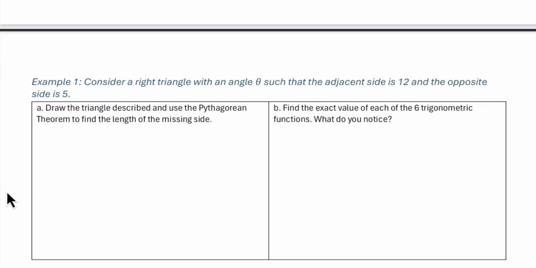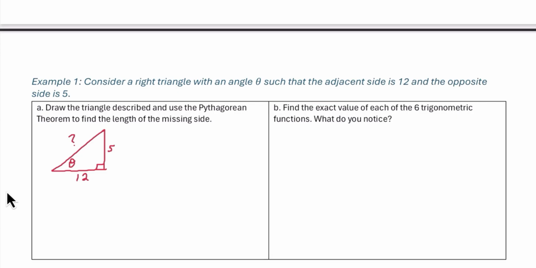Let's look at this example. Consider a right triangle with an angle theta such that the adjacent side is 12 and the opposite side is 5. Let's sketch that. We have a right triangle. We're told that the opposite side is 5 and the adjacent side is 12. We want to find the missing side. In this case, we're trying to find the hypotenuse.